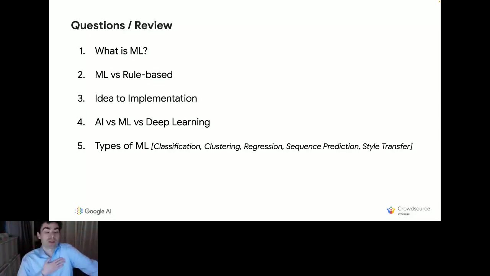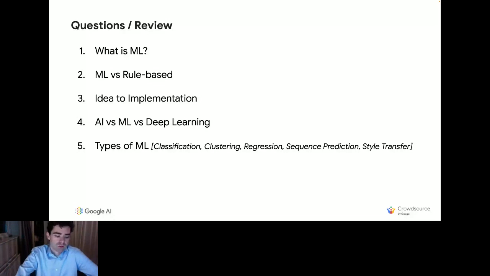ML says nothing about causality. It's all correlation. ML versus rule-based is just correlation versus causation. I think that's the simplest analogy. But of course, you do use both. We have to still use rules, and we use those for our algorithms.